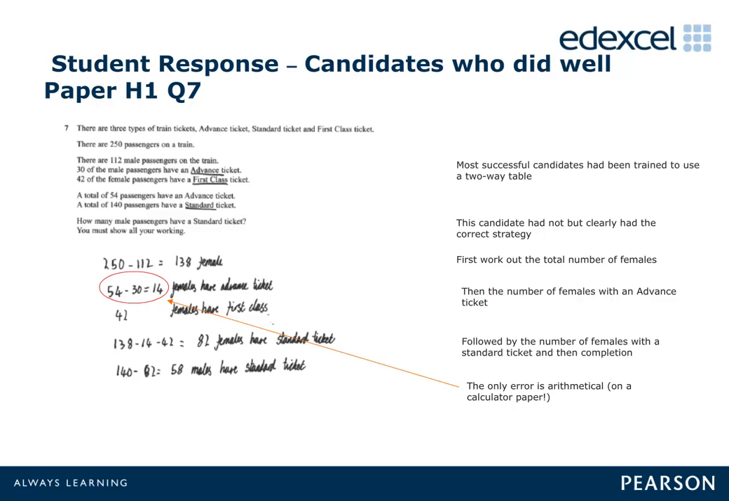The usual way to answer a question like this is to use a two-way table. In this case, the table would be a 3x2 representing the 3 types of ticket and the 2 types of passengers. This student has not done this, but does provide a clear strategy for solving the problem.